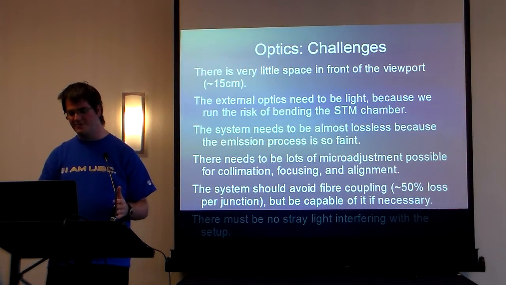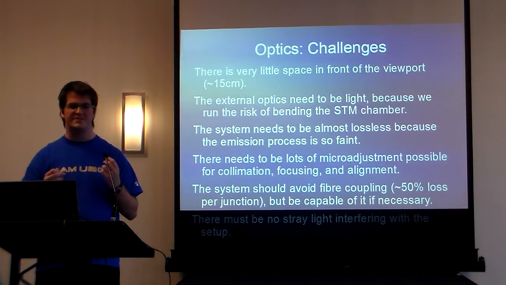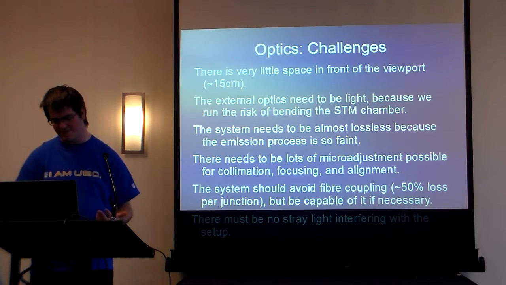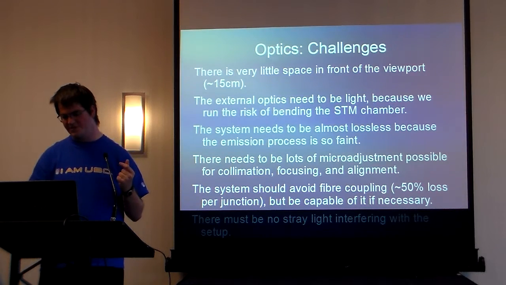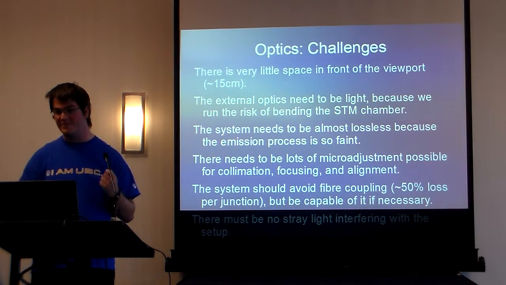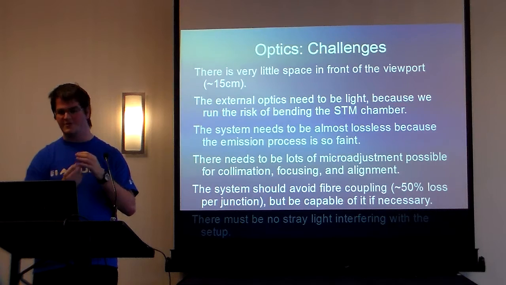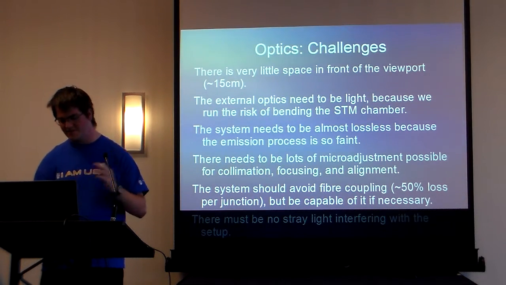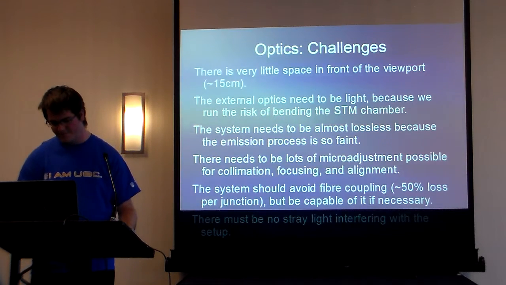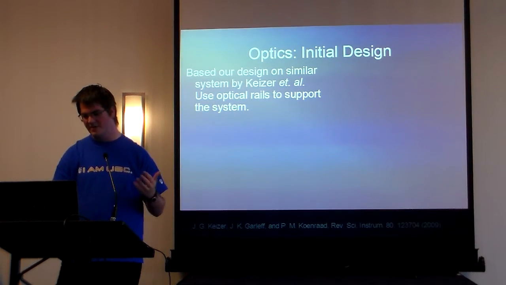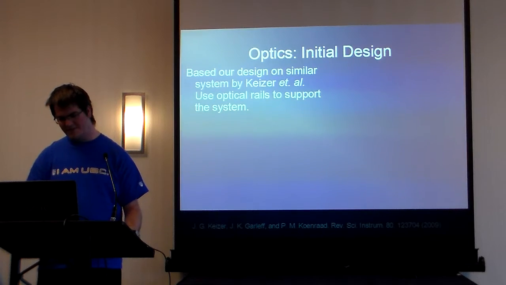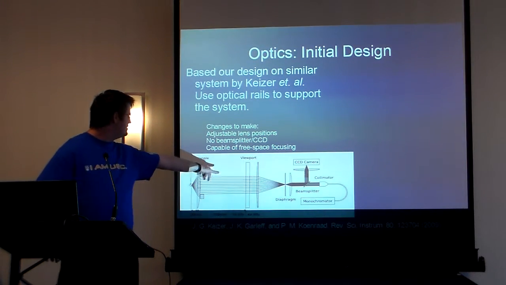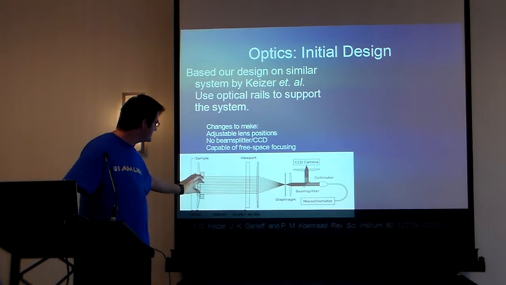Then there needs to be a lot of micro adjustment because even a slight micrometer change could potentially disturb the focusing. And we want to be able to avoid fiber coupling, so we want to be able to focus the light in space, but we also want to be able to focus onto a fiber if necessary, because it's just much easier. That's the initial design. It's been done before, so we based it on this system by Kaiser. And so this is the in situ part. There's a lens here to focus the light.